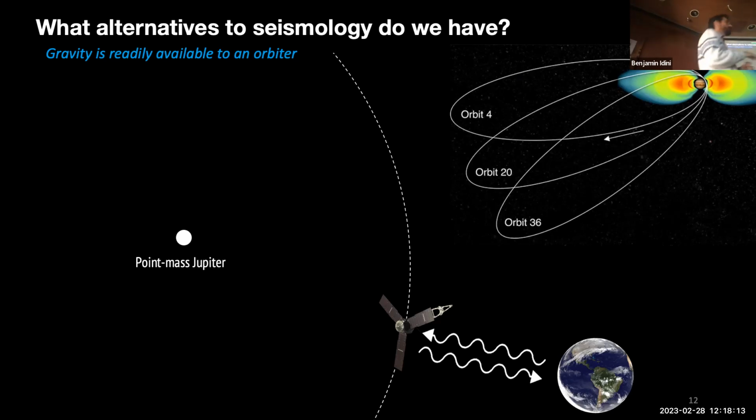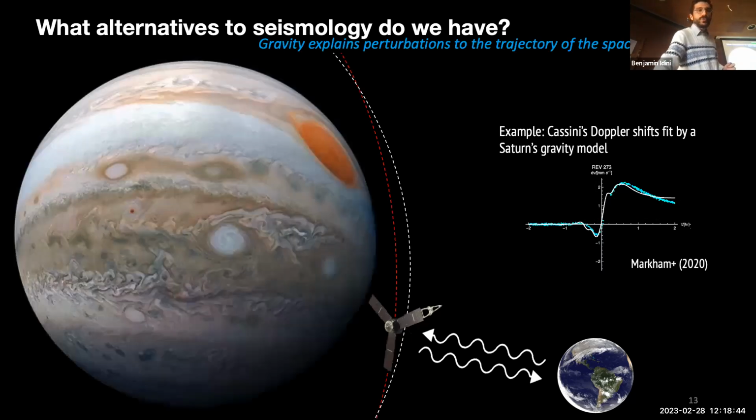What I'm showing you here is the Juno spacecraft that has been orbiting Jupiter since 2016 in multiple orbits. And the way we collect and retrieve data from the planet is from tracking the motions of a spacecraft. You can think about the ideal case in which the planet is a point mass source. In that case, we can know very well the trajectory of a spacecraft just by integrating the equation of motion. Now, Jupiter is not really a point mass source, of course.